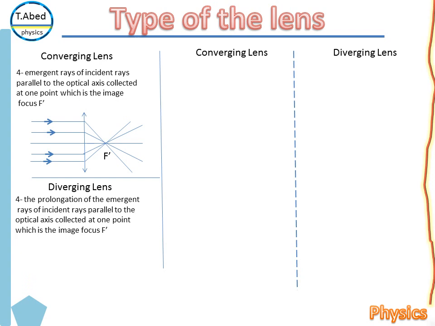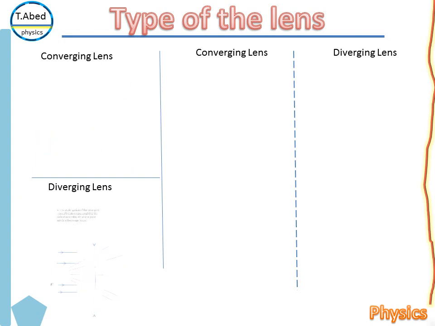In case of diverging lens the prolongation of the emergent rays of incident rays parallel to the optical axis collected at one point which is the image focus f prime. إذا أخذنا diverging lens وفي عنا incident rays parallel to the optical axis, the emergent rays of the incident rays, the prolongation of these emergent rays collected at one point which is f prime, the image focus of the lens.